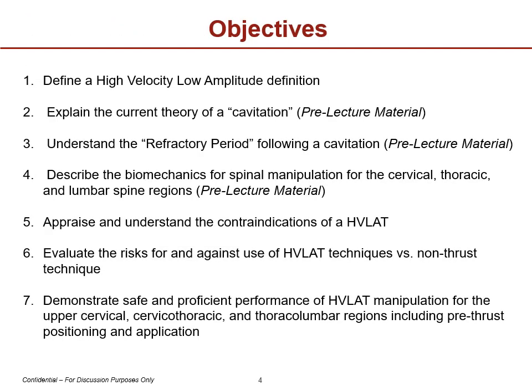The overall objectives for the pre-lecture as well as the live lecture will be for the residents and the audience to be able to define a high-velocity low amplitude thrust, or HVLAT, explain the current theory of a cavitation, understand the refractory period following a cavitation, appraise and understand the contraindications of the HVLAT, evaluate the risks for and against a high velocity low amplitude thrust versus a non-thrust, demonstrate safety and proficiency of the performance of the HVLAT manipulation for the upper cervical, cervical-thoracic, thoracolumbar regions of the spine, and include pre-thrust positioning and application.